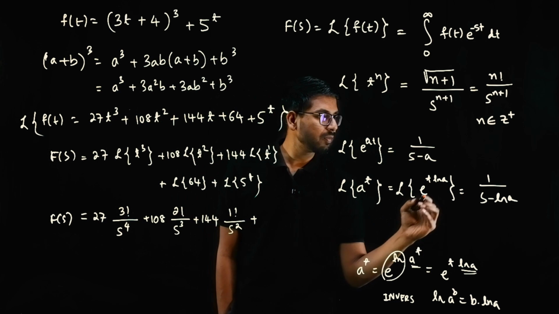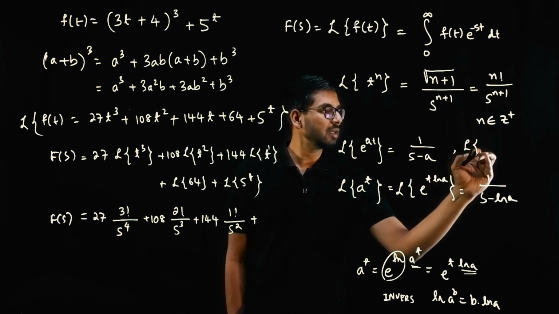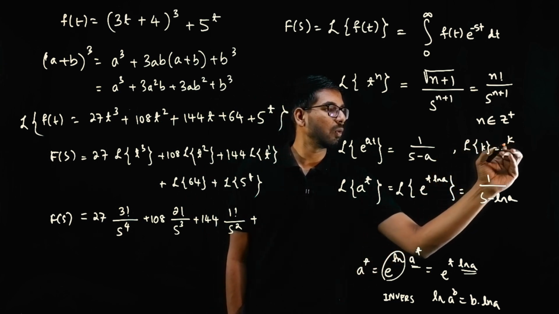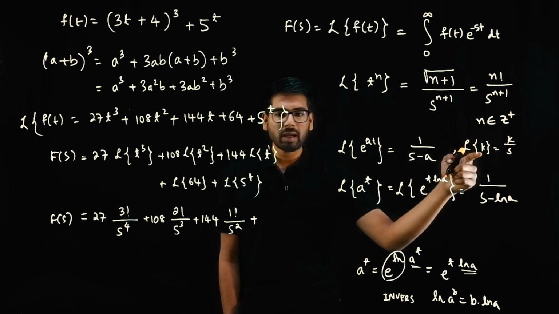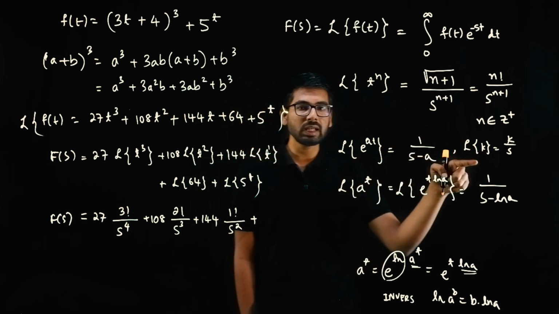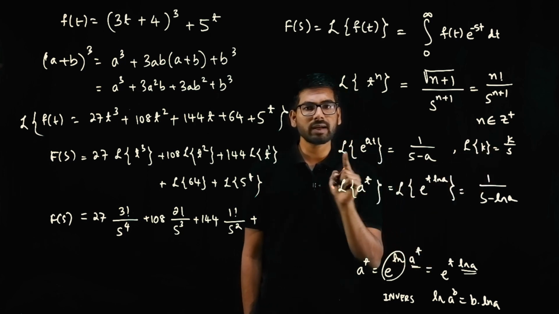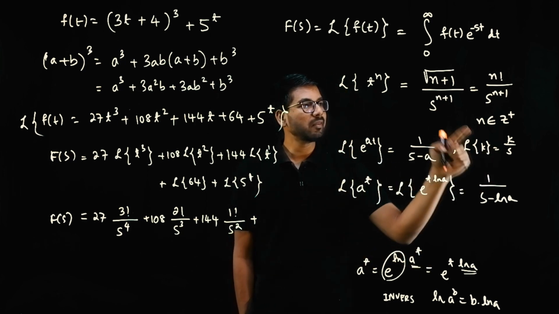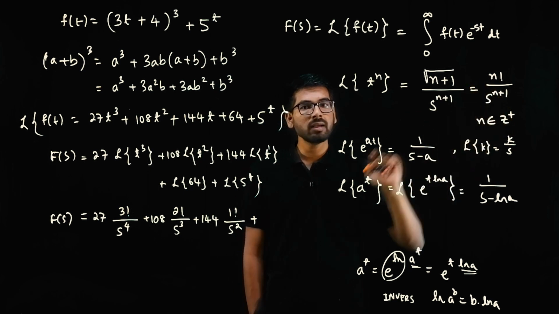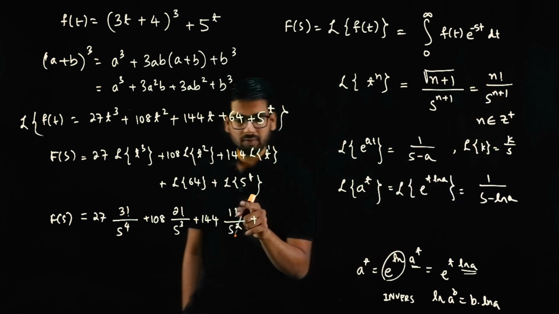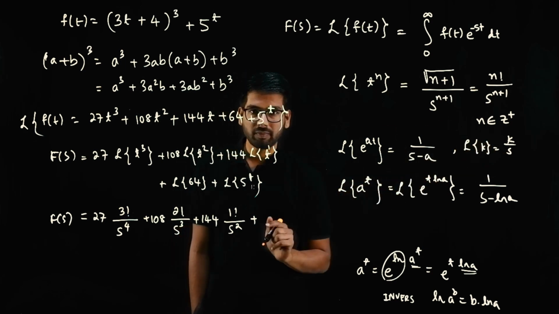And Laplace transform of any number k is k over s. Again, this also comes from here only. k can be written as k into t power 0, right? Because t power 0 is 1 and k into 1 is k. So t power 0 means 0 factorial by s power 0 plus 1. So that will be 1 by s power 1. So that's what I have written here, 1 by s.